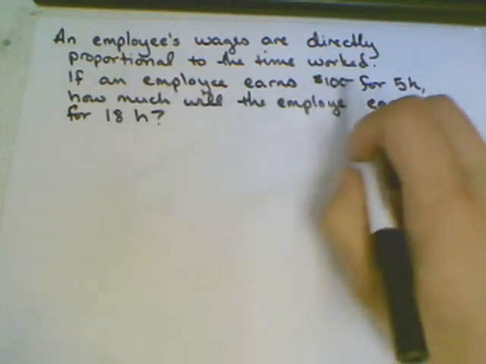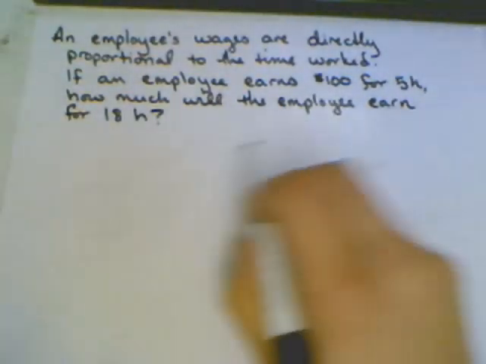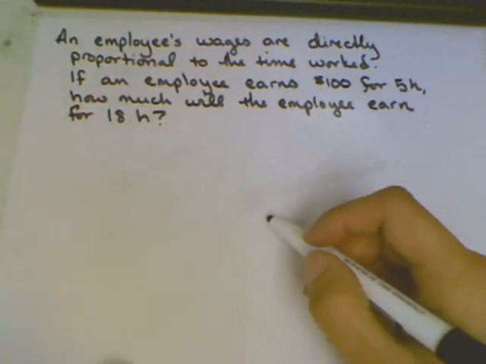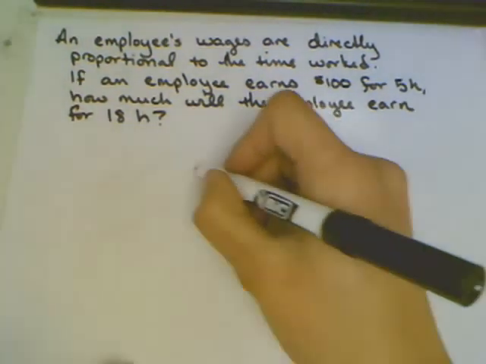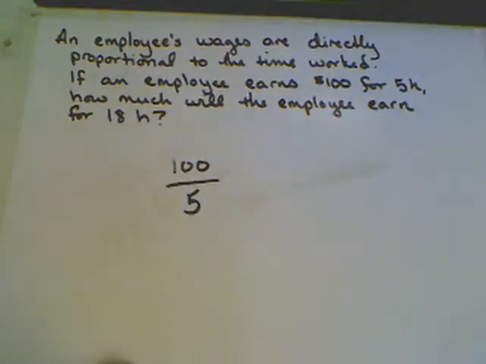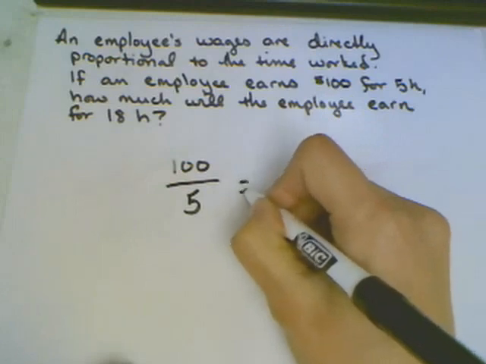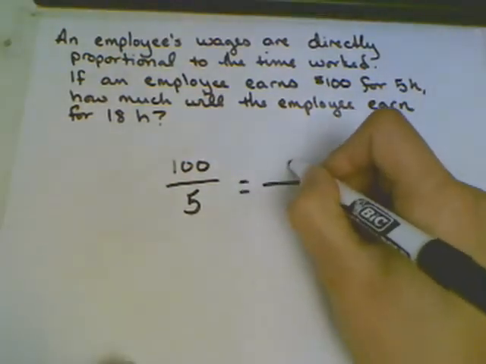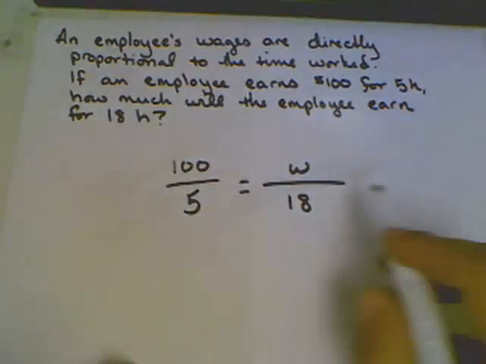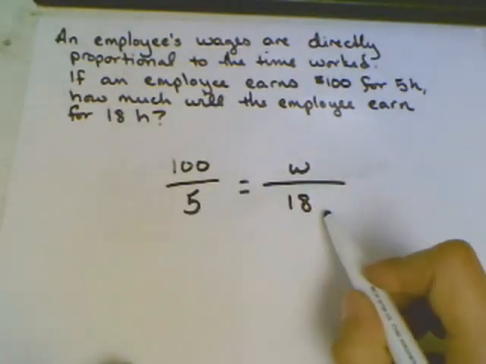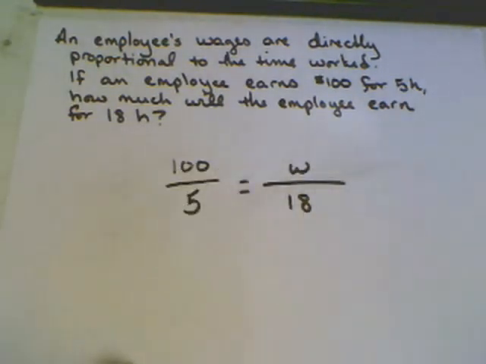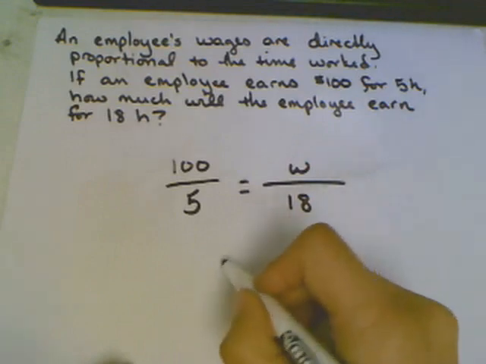If an employee earns $100 for 5 hours, how much will the employee earn in 18 hours? The easiest way to go about solving this problem is to write a proportion. So I'm going to take my first set of values, 100 over 5, and create a ratio. And that should equal the ratio of what the wages are for 18 hours. Notice wages are on top, hours are on the bottom. It needs to match up across the proportion.